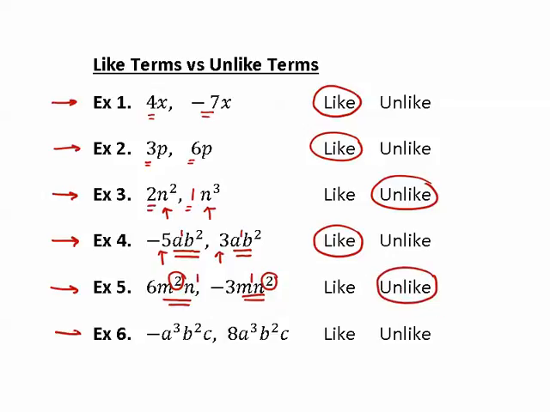In example 6, we have the first term is, technically, we could write this as negative 1a cubed b squared c. So it is a variable term. We have a cubed b squared c in the first term. Well, the second term is also a cubed b squared c. Hope I said that right. To say that one more time: a cubed b squared c to the first power. So the variables and the respective exponents match. So these are called like terms.